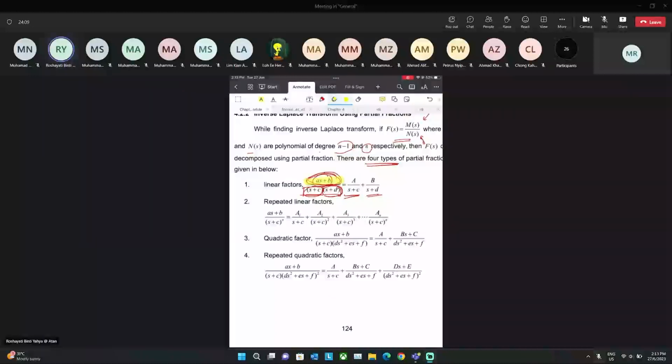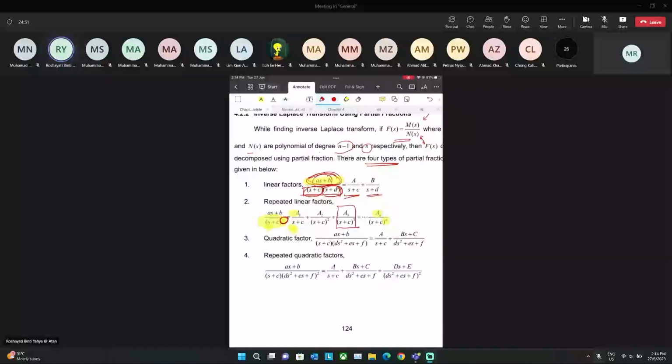Okay, the second one, repeated linear factors. So this is repeated linear, repeated to the power of n. So what you can do is a1, a2 until an, over s plus c, meaning that repeated denominator. So you repeat until n, depending on the value here. If the degree is 3, for example, you can stop at 3 and so on.